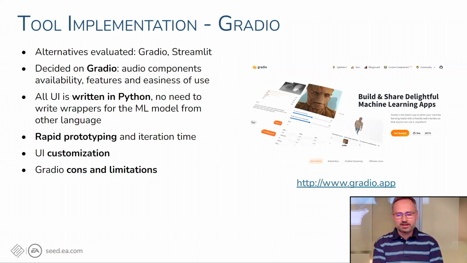Thank you, Mónica. We evaluated different framework alternatives and narrowed it down to a couple of them, which is Gradio and Streamlit. We decided to use Gradio because of several reasons, amongst them the availability of audio components, like the audio player, the features of the framework, and the easiness of use. With Gradio, we were able to write all of the UI in Python, so there was no need to write any wrappers for the ML model from other programming languages, which saved us time. We were also able to do rapid prototyping and customize some parts of the UI.